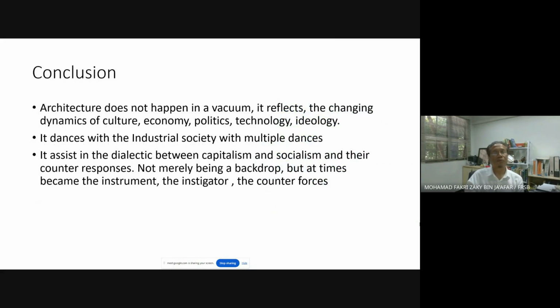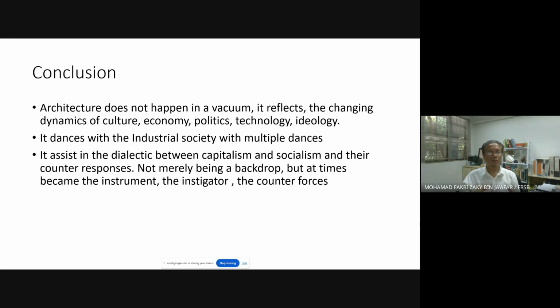So to conclude the talk, okay, architecture does not happen in a vacuum. It reflects the changing dynamics of culture, economy, politics, technology, and ideology. It dances with industrial society in multiple dances. At certain times, it can be the facilitator. Sometimes it can be the critic. Sometimes it can address a new solution.